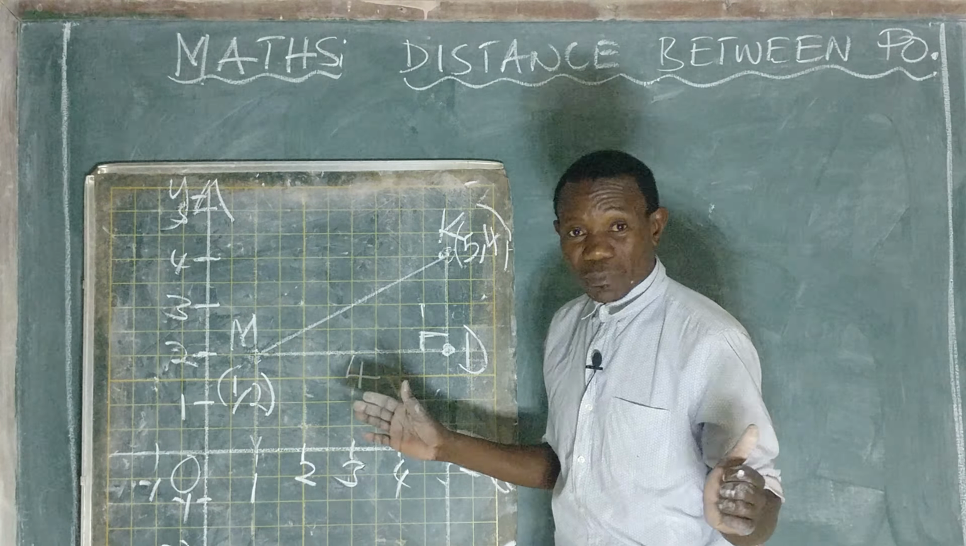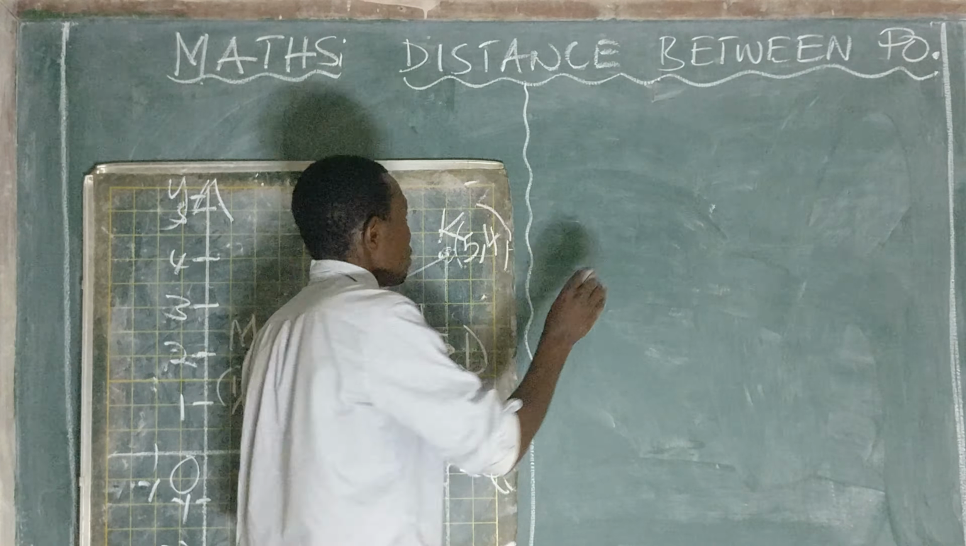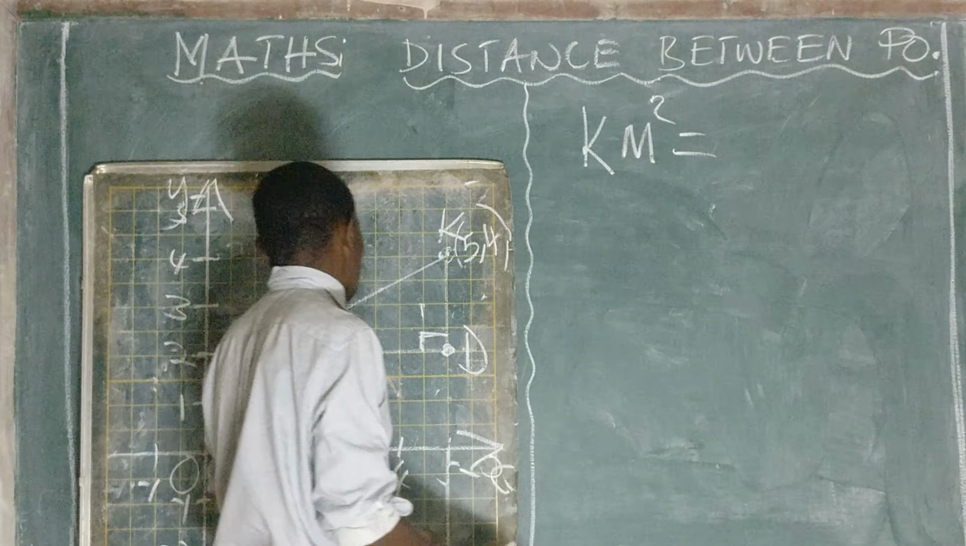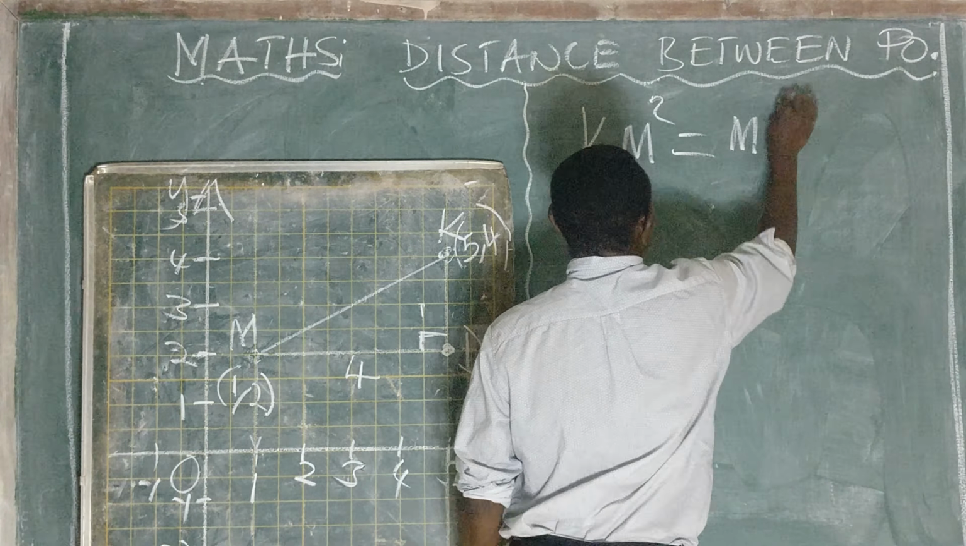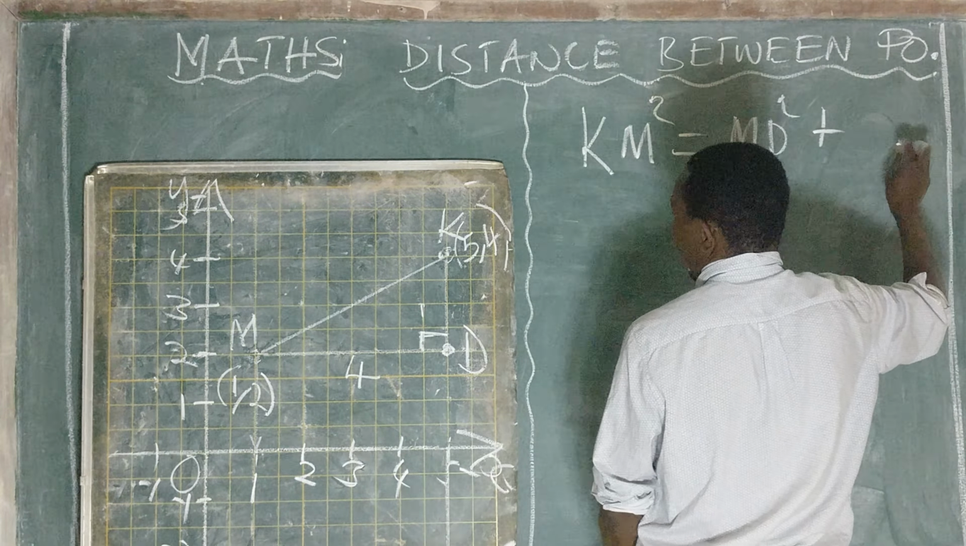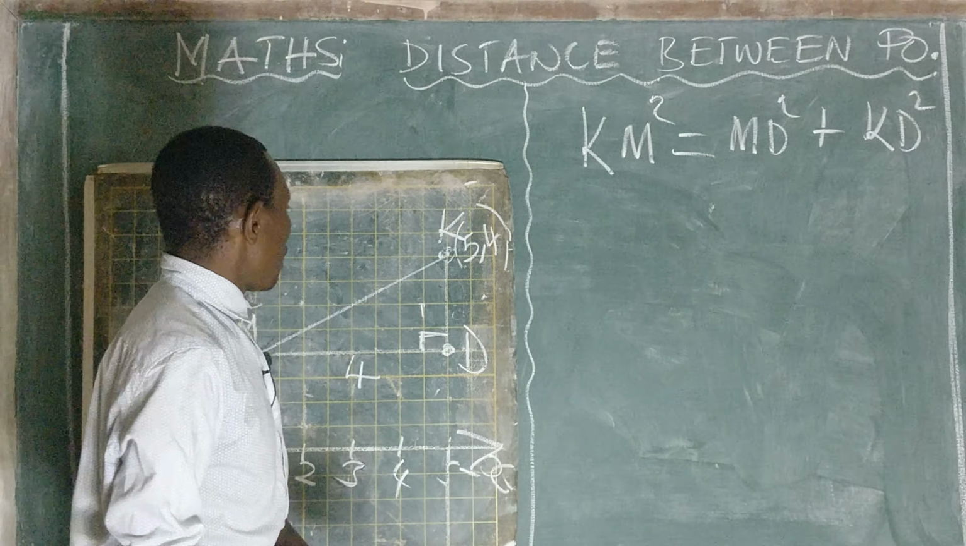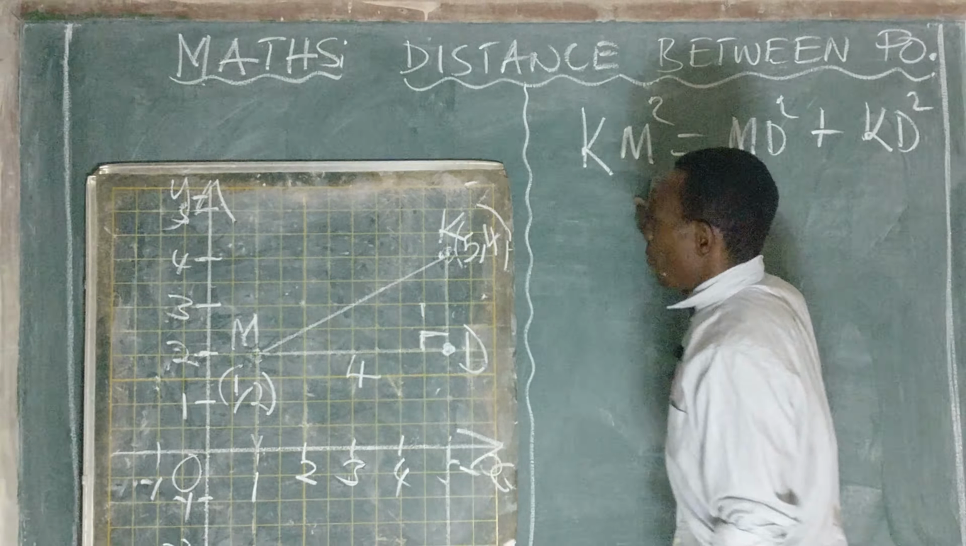We said by Pythagoras, you rewrite it as it is. You use the Pythagoras statement: KM squared is equal to MD squared plus KD squared. By Pythagoras theorem, we have to work out the value of KM.